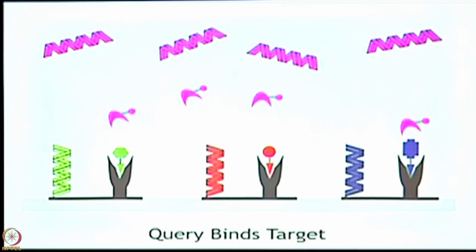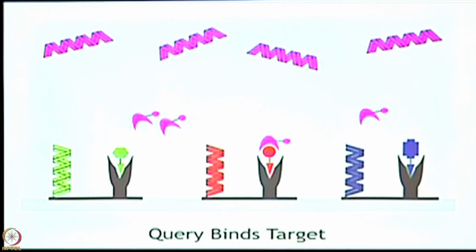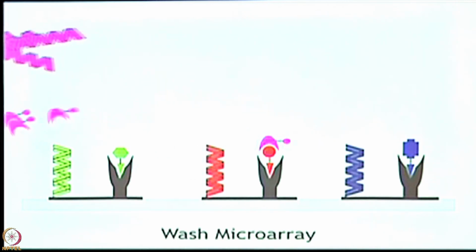And then over time, if you give it time, the query protein will bind to the target proteins if it recognizes them. In this case, it binds to this guy, but not these guys. Right? And so now I can wash away anything that's not bound. And I'm left now with this guy bound to this spot. Now, how do I know where it binds? Well, I know the identity of every spot on the array. I know whatever position it is, which gene it is. And so I know that if this spot lights up, that pink binds to red.